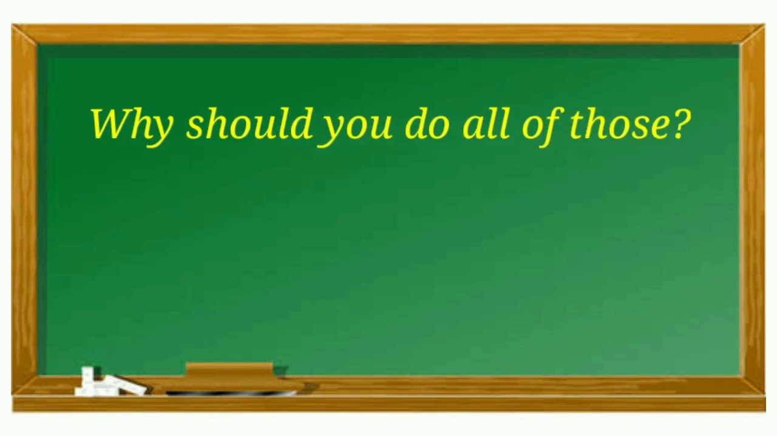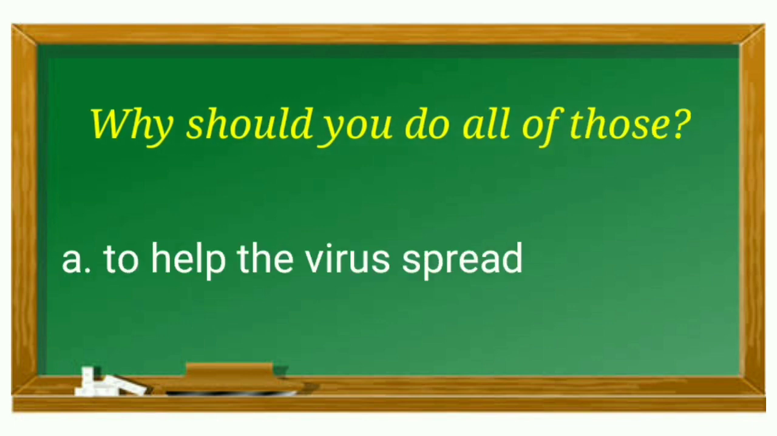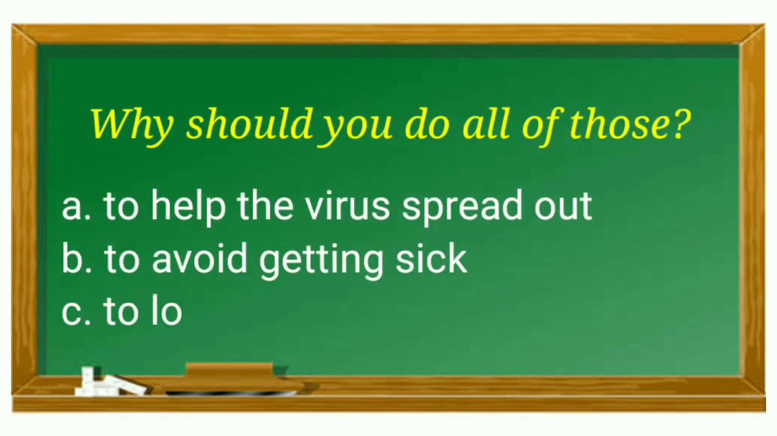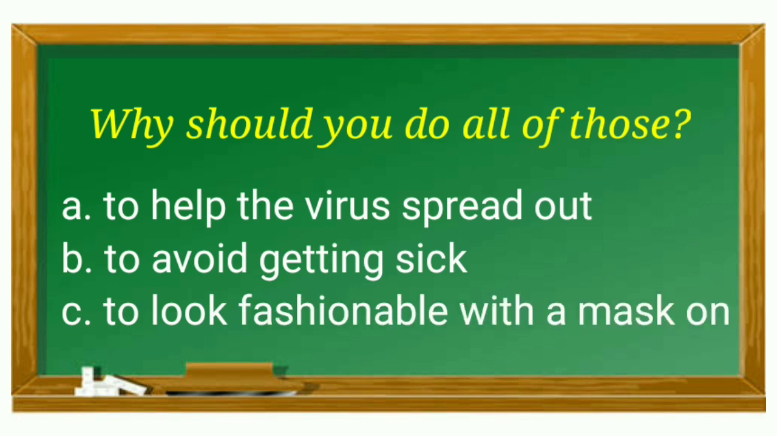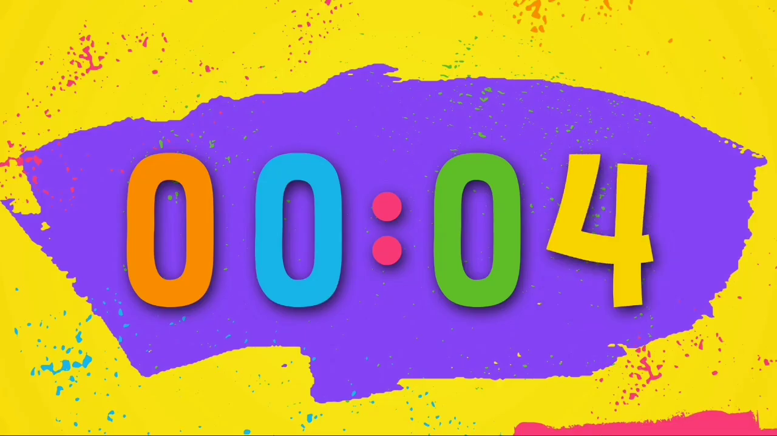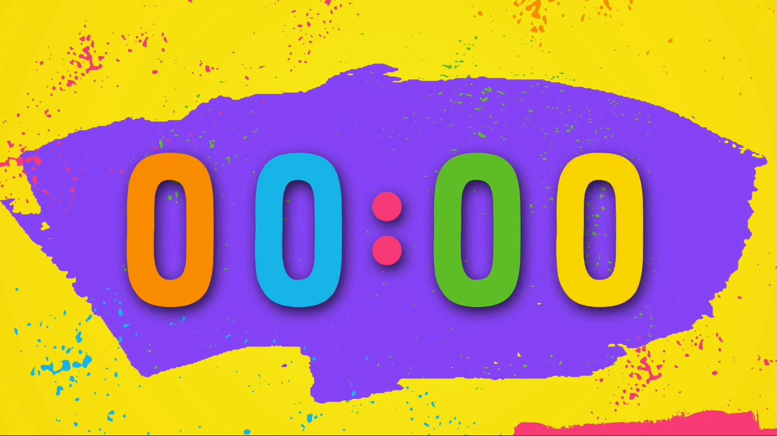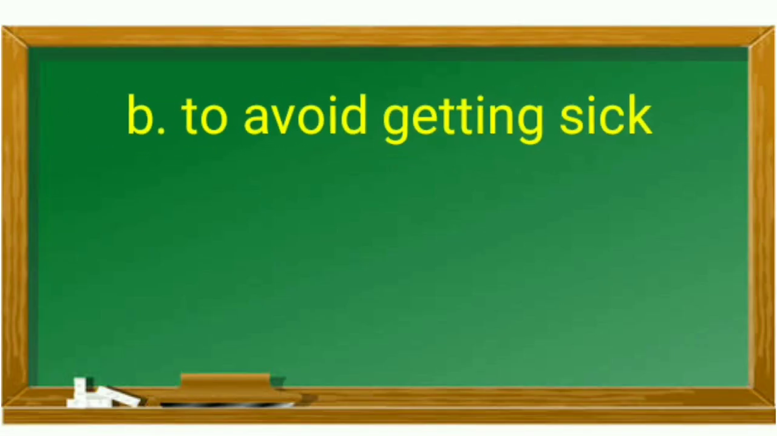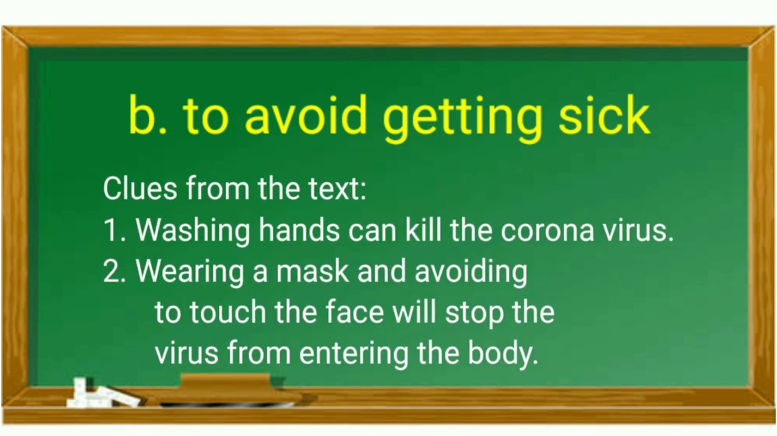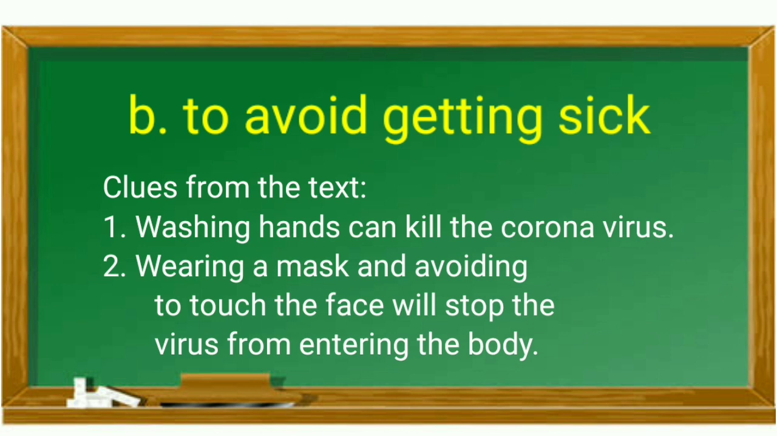Why should you do all of those? A. To help the virus spread out. B. To avoid getting sick. Or C. To look fashionable with a mask on. To avoid getting sick, or option letter B, is the correct answer. We know that this answer is correct because of the clues from the text we have listened to.